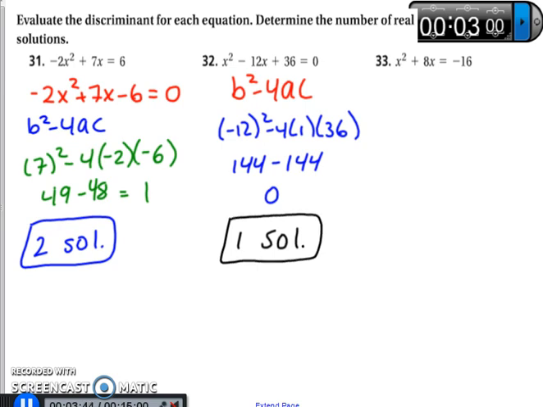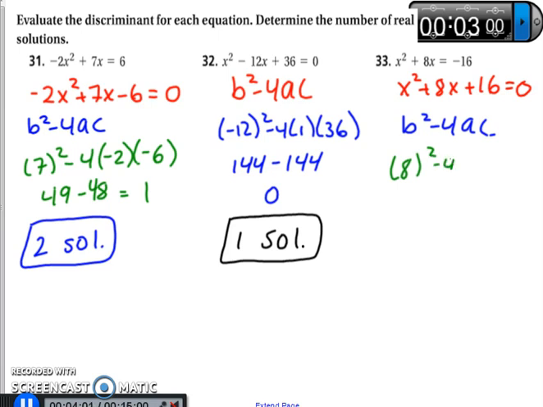Okay, for the last one, we have to set it up, so we have to add 16 and put it equal to 0. I have b squared minus 4ac. So we're going to do 8 squared minus 4 times 1 times 16. 64 minus 64. Again, it's going to give me 0. Since I have 0, that means I have 1 solution.